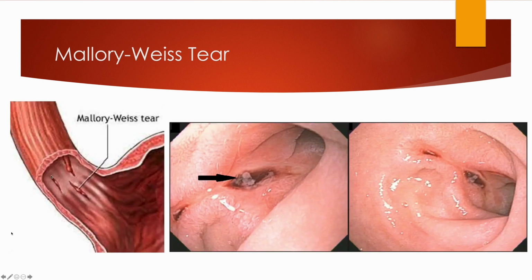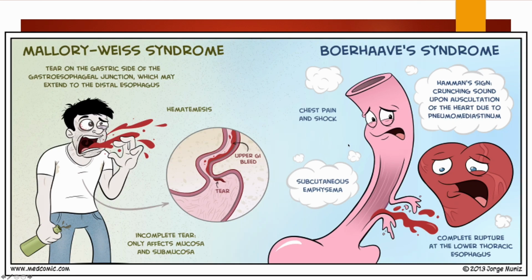Okay, so here are some pictures of these little paper cut looking things. And here's my favorite distinction between Mallory-Weiss syndrome and Boerhaave syndrome. So Mallory-Weiss: little tears, hematemesis, seen in an alcoholic. It usually causes upper GI bleed only, sometimes melena, but rarely. And it's incomplete. It only affects the mucosa and submucosa.